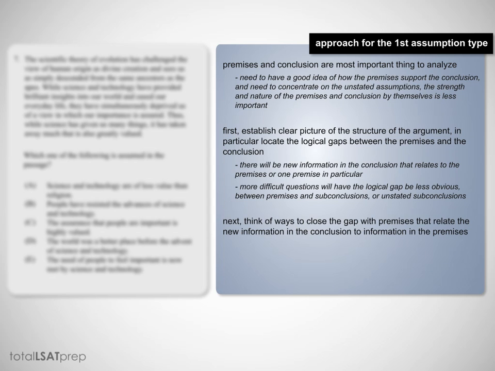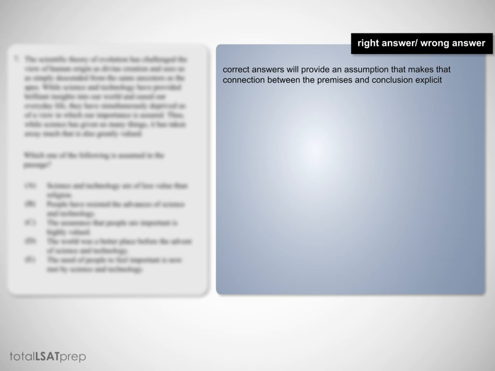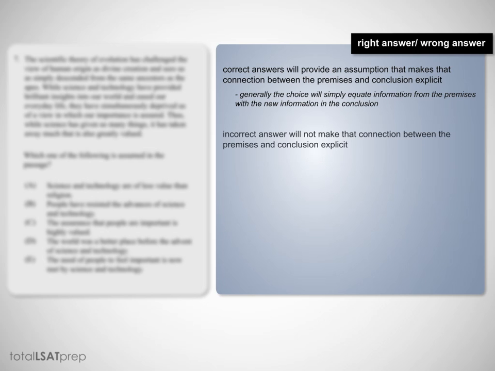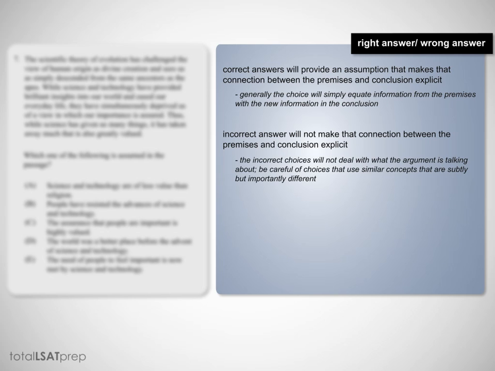Next, you think of ways to close the gap with premises that relate the new information in the conclusion to information in the premises. So this kind of assumption allows you to move from premises to conclusion by making explicit the connection between them. In this case, for the right answer and wrong answer, the correct answers will provide an assumption that makes the connection between the premises and the conclusion explicit. And generally, the choice will simply equate information from the premises with the new information in the conclusion. The incorrect answer will not make the connection between the premises and conclusion explicit. The incorrect choices will not deal with what the argument is talking about, and you need to be careful of choices that use similar concepts that are subtly but importantly different.